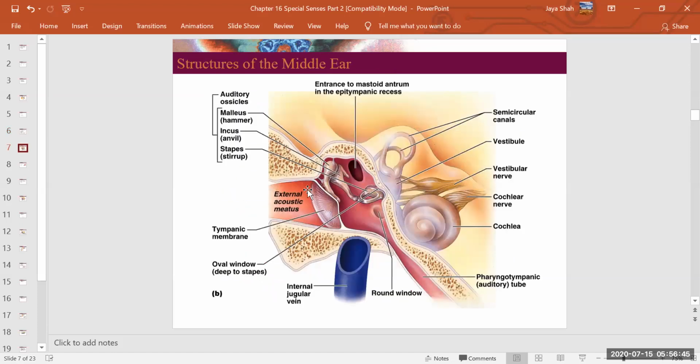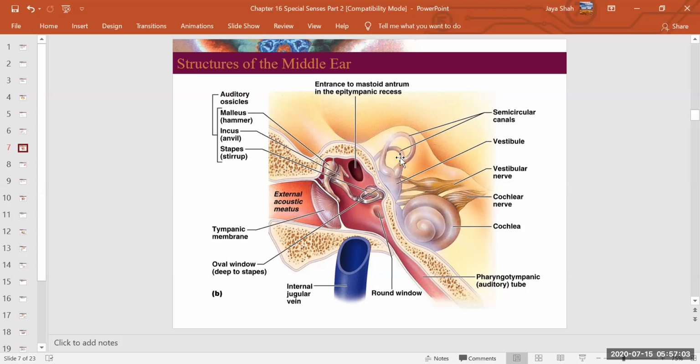Okay, so same thing here. This is the oval window on the lateral wall of the inner ear, and this is the round window. So what are these two windows? Let me tell you certain things.